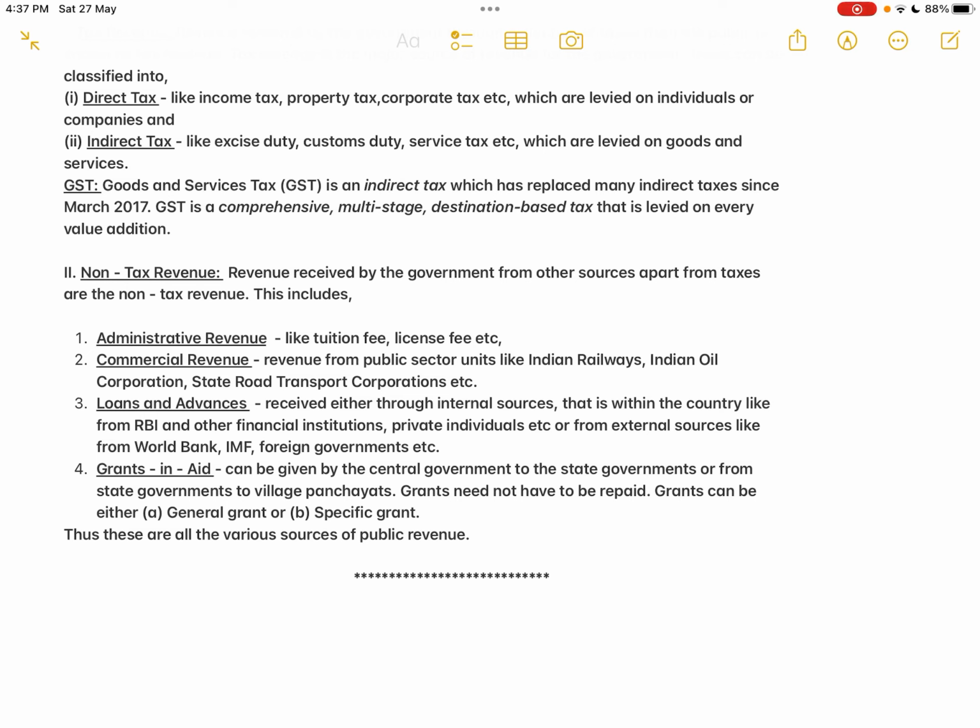Okay, then the second one is the commercial revenue, that is revenue received from public sector units like Indian Railways, Indian Oil Corporation, State Road Transport Corporations, etc. Isn't it? There are so many public sector enterprises.